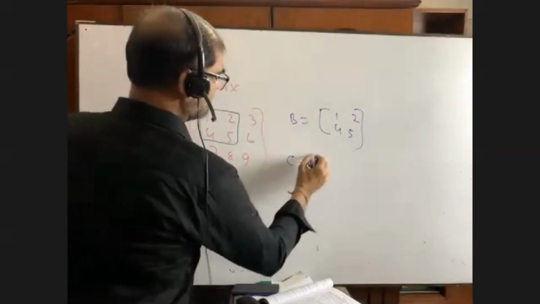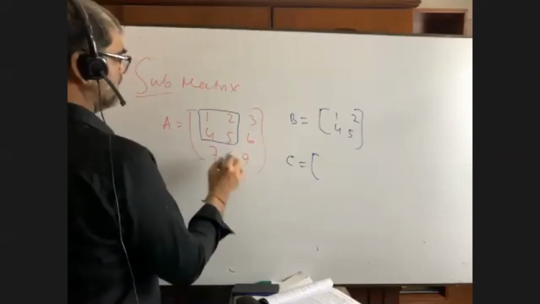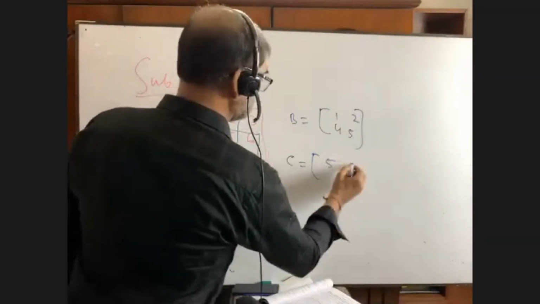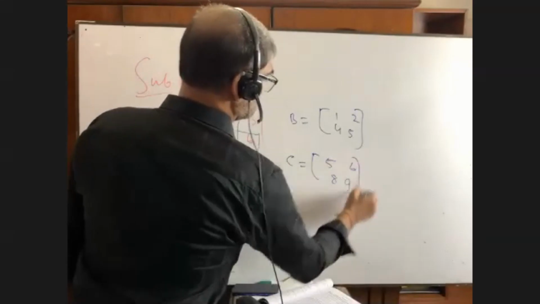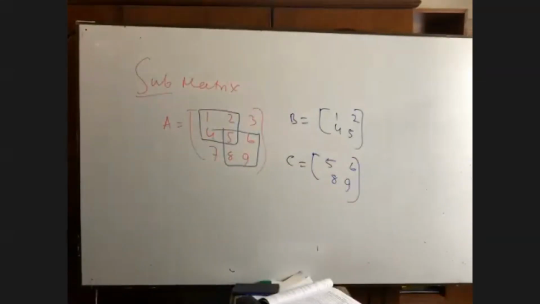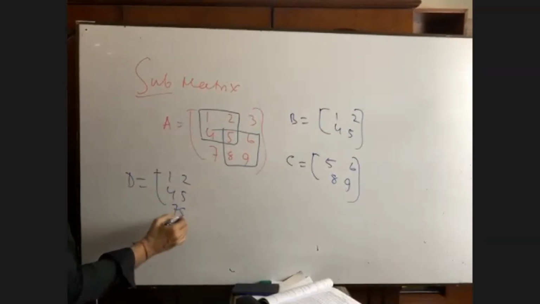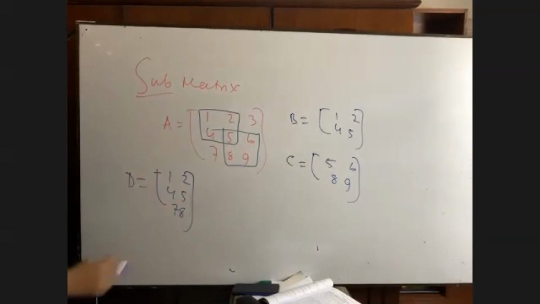I can write here C equals to, suppose I take 5, 6, 8, 9. So C is a submatrix of A. I can also take D: 1, 2, 4, 5, 7, 8. So D is a submatrix of A, right?